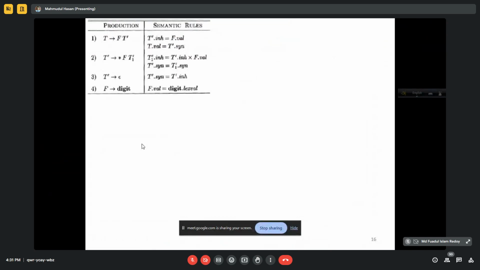Another annotated parse tree. But before actually going to draw another annotated parse tree, we need to analyze the semantic rules. So look at the semantic rules. This is the production rule, T to F T dash. This one is the first production rule, and there are two semantic rules for the first production rule.